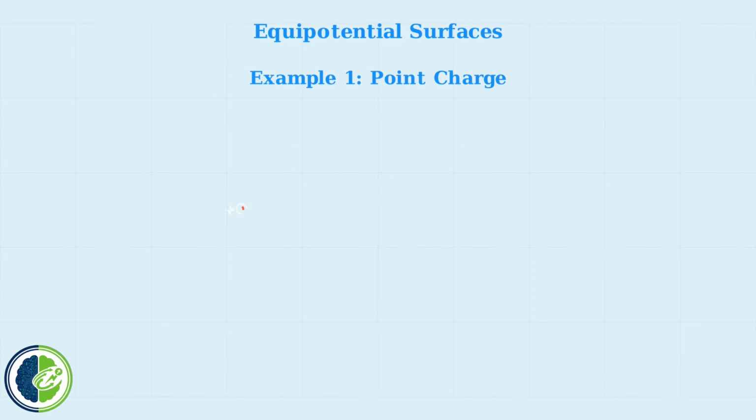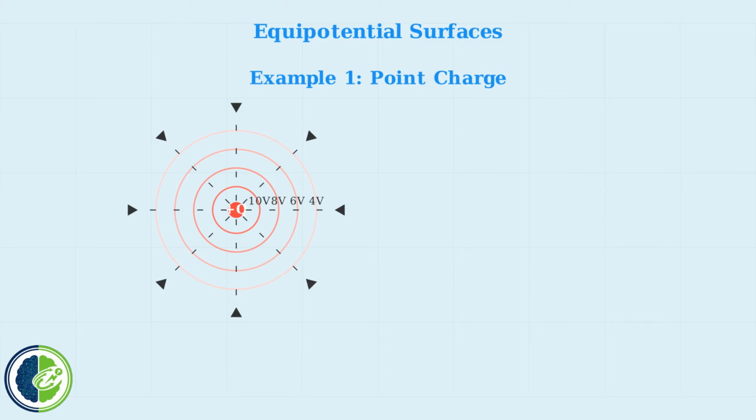Let's examine 2 important examples. First, consider a positive point charge. The equipotential lines around it form concentric circles with higher potential closer to the charge. Electric field lines radiate outward from the point charge and are always perpendicular to the equipotential circles. This perpendicular relationship is fundamental.